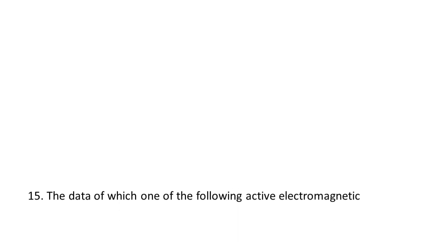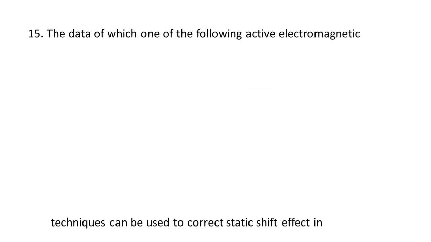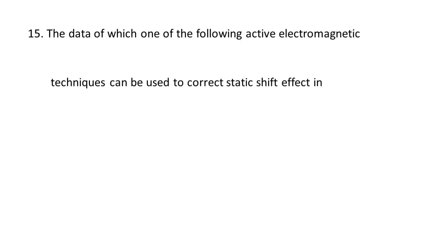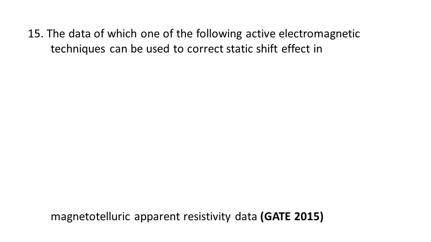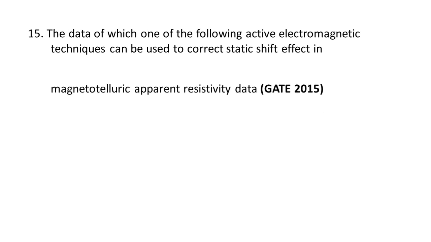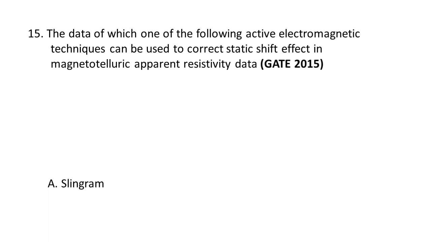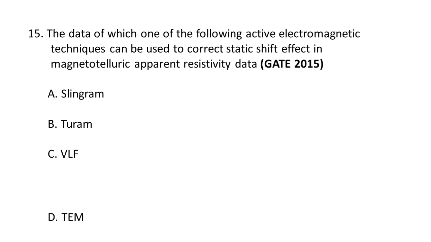Next question. The data of which one of the following active electromagnetic techniques can be used to correct static shift effect in magnetotelluric apparent resistivity data? A. Slingram, B. Turam, C. VLF, and D. TEM.